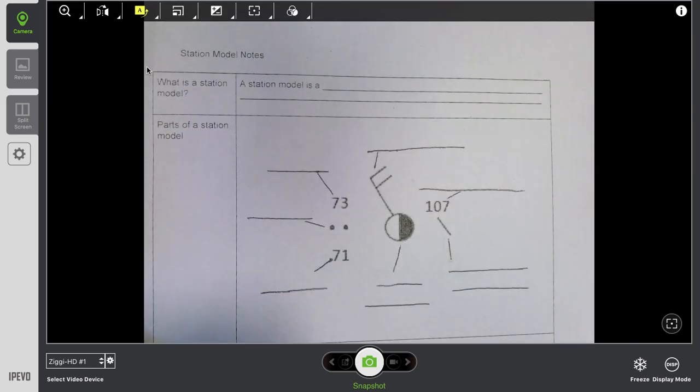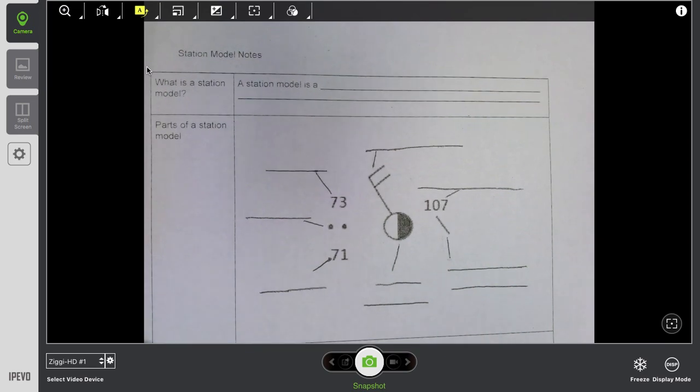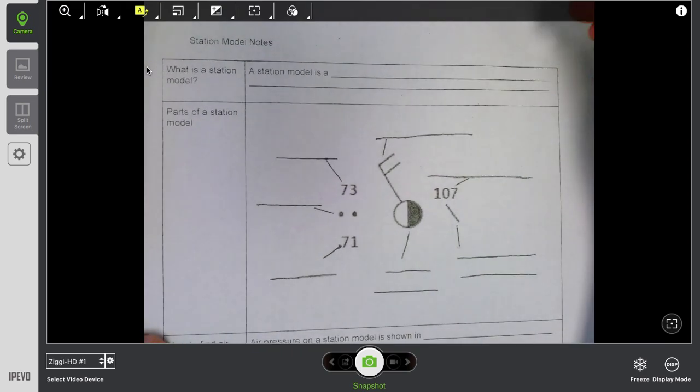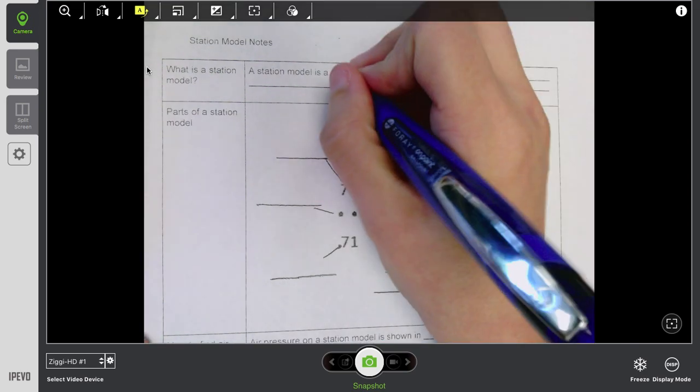So we've been talking about weather and atmosphere and how things like pressure and humidity can change the weather. Now we're going to look at how we tell other people what the weather is and how we can use those means of communicating to figure out what is likely to happen to the weather. So, a station model.